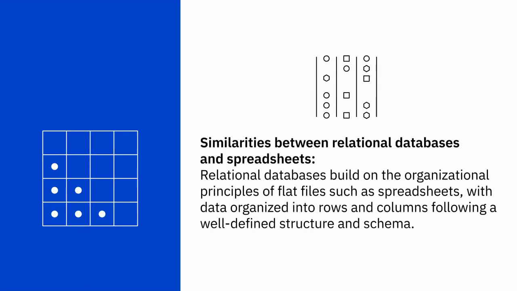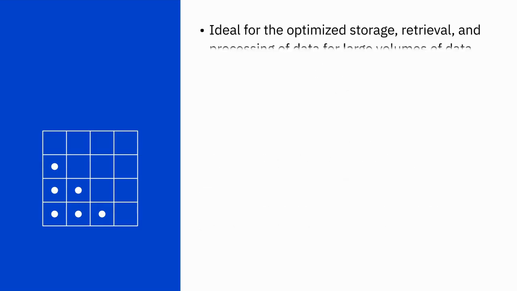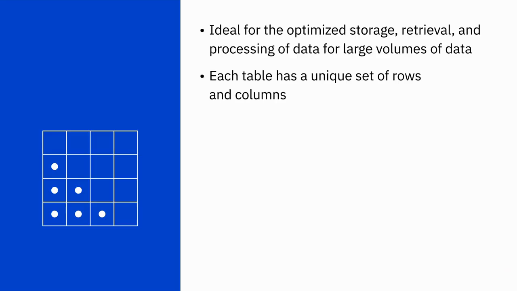Relational databases build on the organizational principles of flat files such as spreadsheets, with data organized into rows and columns following a well-defined structure and schema. But this is where the similarity ends. Relational databases, by design, are ideal for the optimized storage, retrieval, and processing of large volumes of data, unlike spreadsheets that have a limited number of rows and columns. Each table in a relational database has a unique set of rows and columns, and relationships can be defined between tables, which minimizes data redundancy.